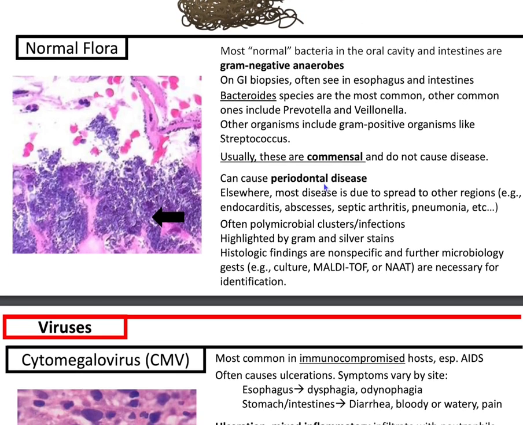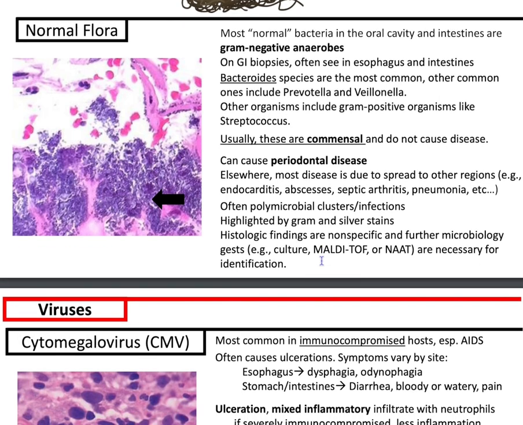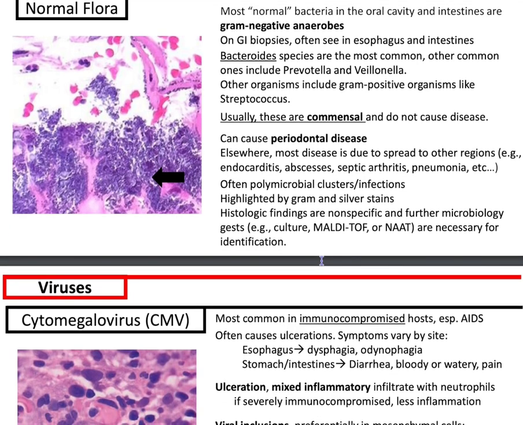However, those that do cause disease can cause periodontal disease that can spread to other regions, leading to endocarditis, abscesses, septic arthritis, pneumonia. You'll see histologically these polymicrobial clusters, highlighted by Gram and silver stain. And you shouldn't see abrupt acute inflammation around this normal flora. Histologic findings are generally nonspecific, and further microbiology tests are necessary for identification if warranted.